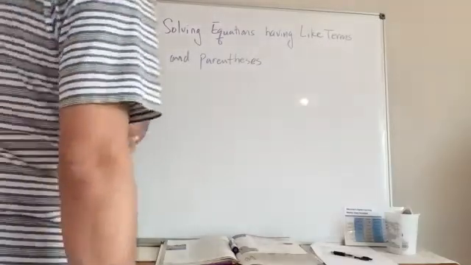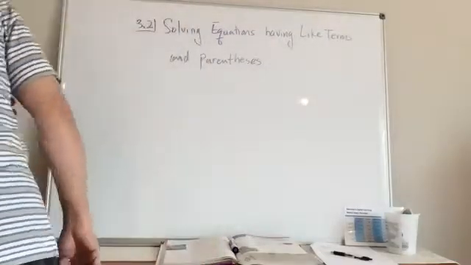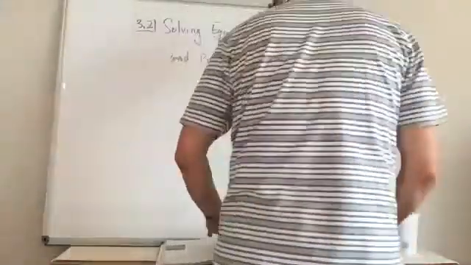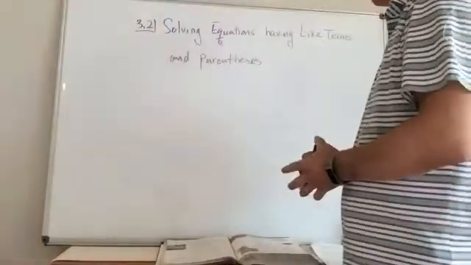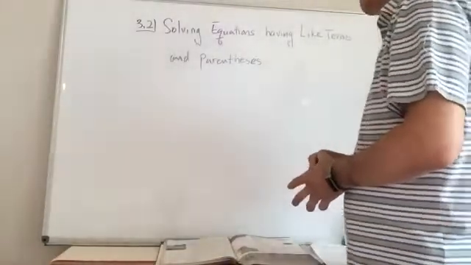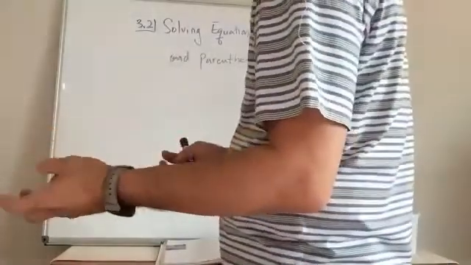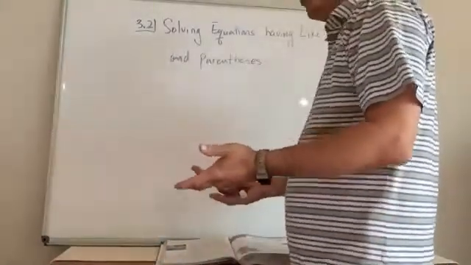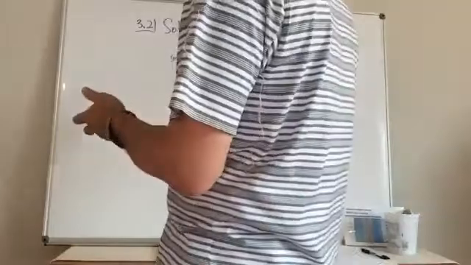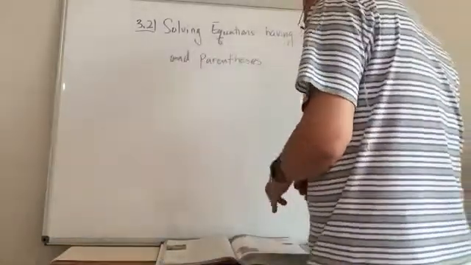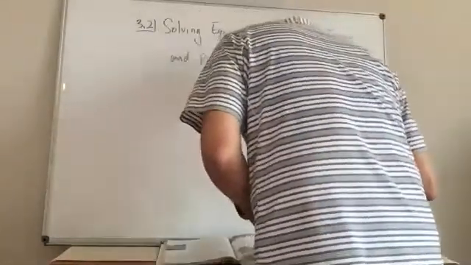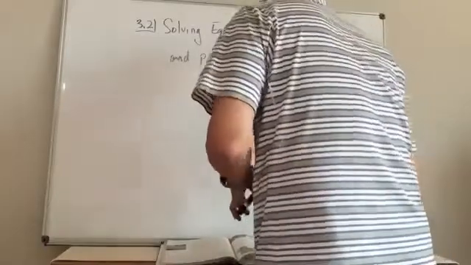All right, for the second part, we're going to go ahead and work on 3.2. 3.2 is solving equations that have like terms and parentheses, okay? So it has parentheses, which means that we're going to have to deal with the distributive law, right? We're going to have to distribute it out, right? So let's go ahead and go to page 125.